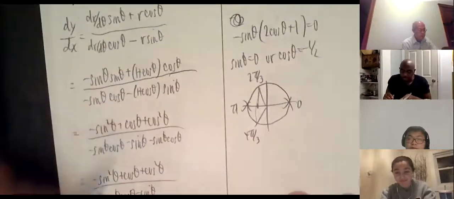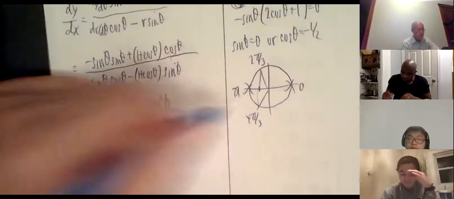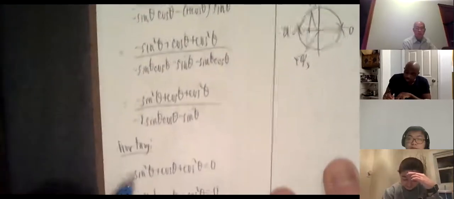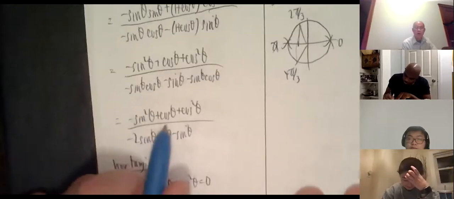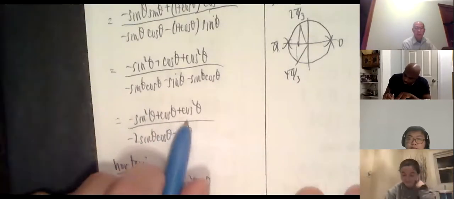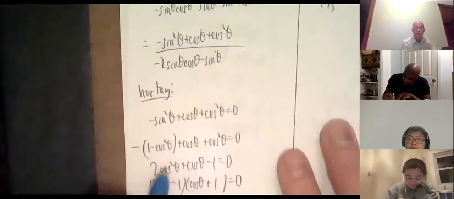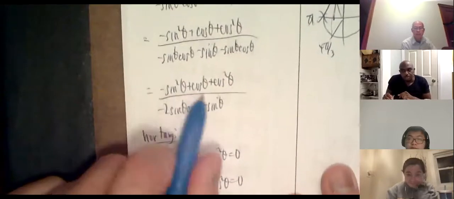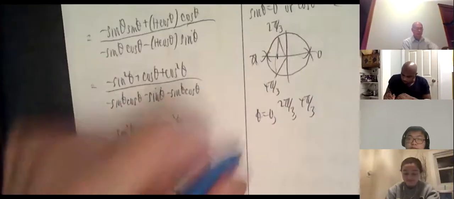But again, I have to watch out. I think we already eliminated pi. Pi was no good. Okay, let's try 0. If I plug in 0 to the numerator, do I get 0? So put a 0 in the numerator. We're good. 2 pi over 3 in the numerator, it doesn't look like it's going to give me 0. Okay. So theta is 0, 2 pi over 3, 4 pi over 3.